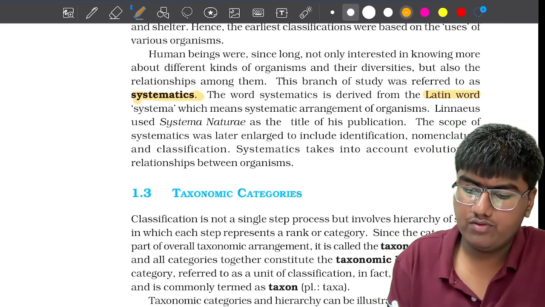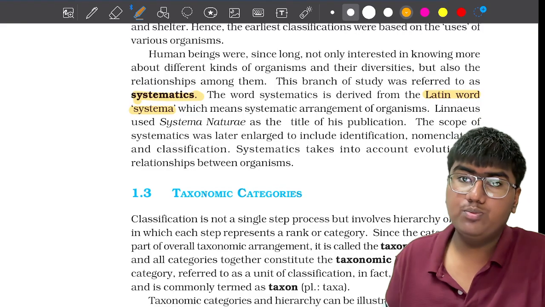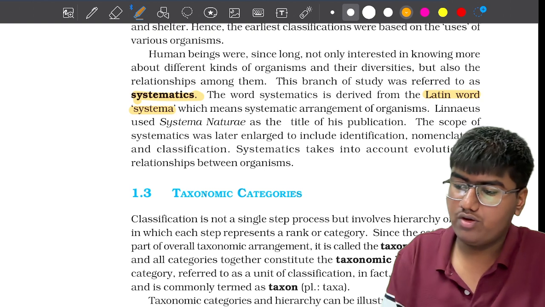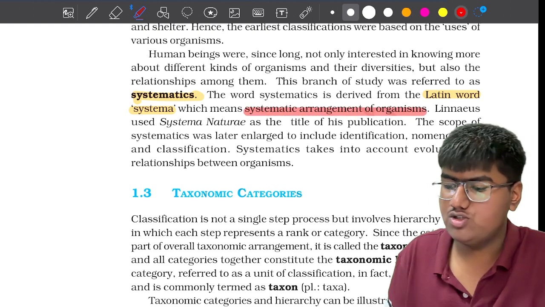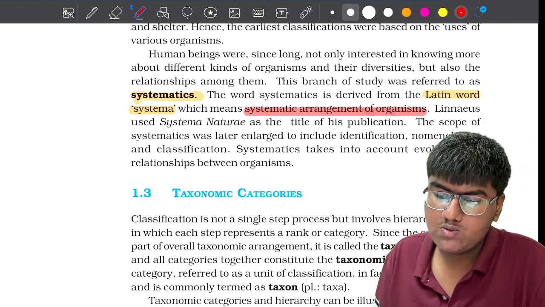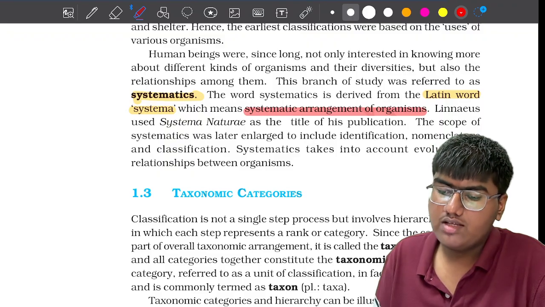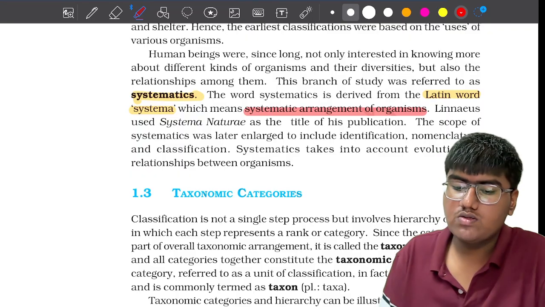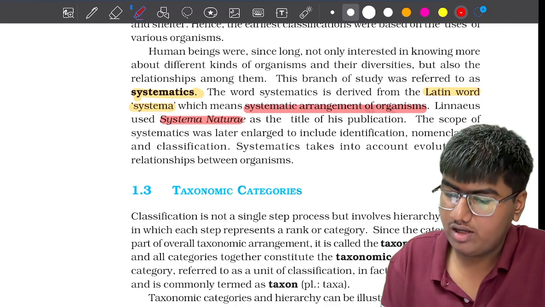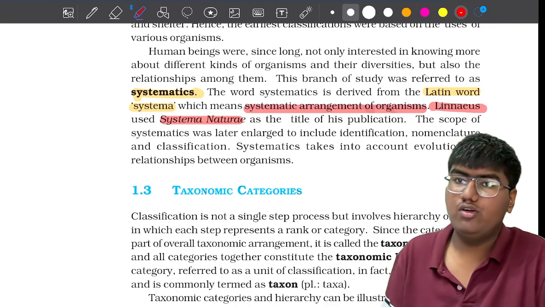It is a Latin derived word, systema, which means systematic arrangement of organisms. Linnaeus used Systema Naturae as the title of his publication. So it is a book published by Carolus Linnaeus, with that as its title.